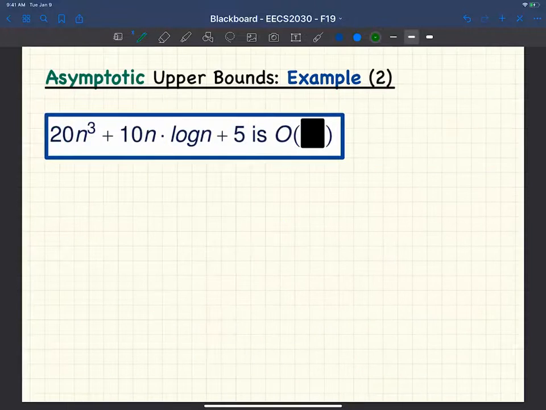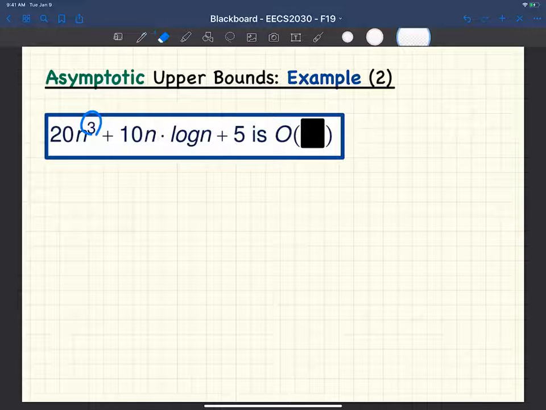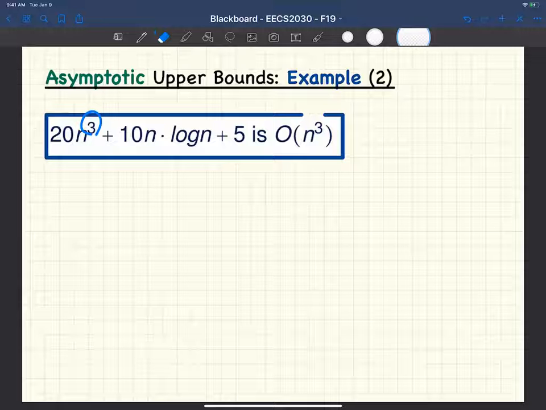Number 2. How about this one here? First of all, what should be the big O? N cubed, very good. Highest power. How do we prove it?